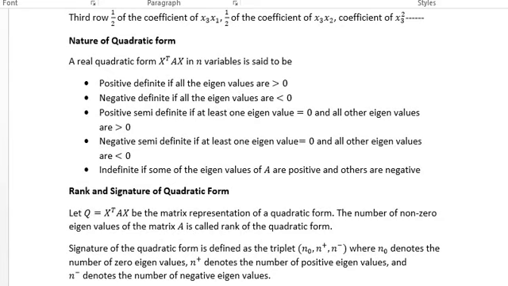Indefinite in the sense we will have eigenvalues having positive sign as well as negative sign there. Now let's see what the rank and signature of a quadratic form is.